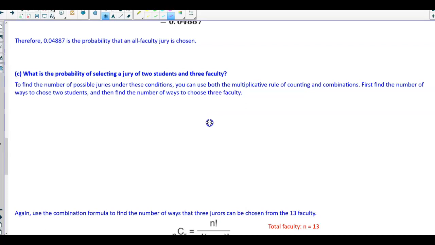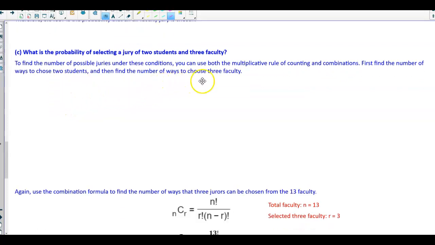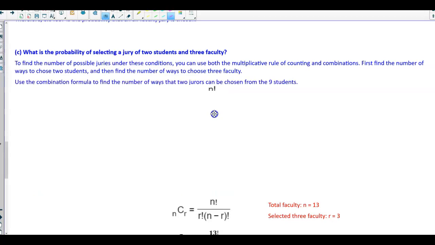Okay, now to find the number of possible juries under these conditions, you can use both the multiplicative rule of counting and combinations. We first find the number of ways to choose 2 students, and then find the number of ways to choose 3 faculty. Okay, so we're going to use the combination formula to find the number of ways that 2 jurors can be chosen from the 9 students.